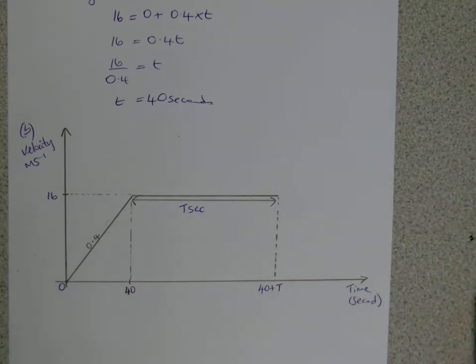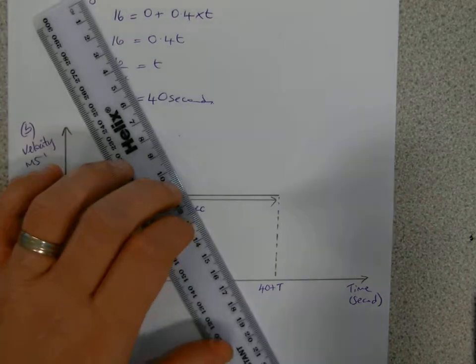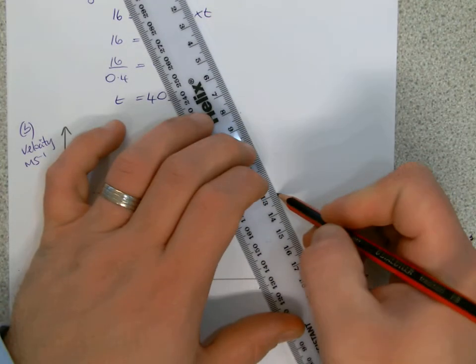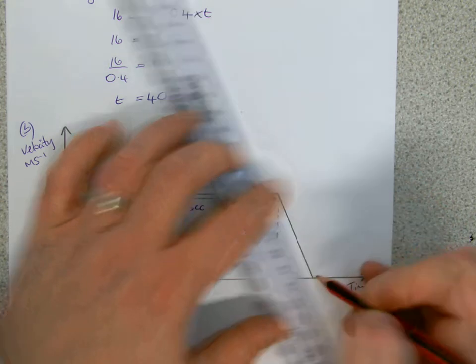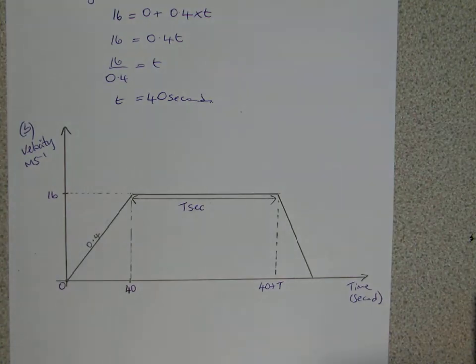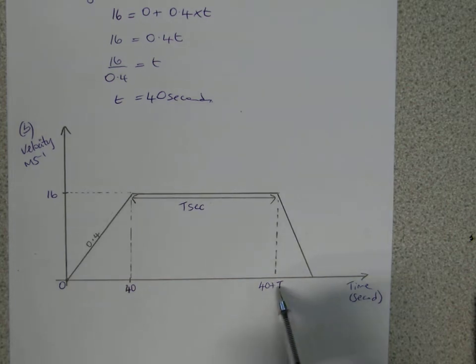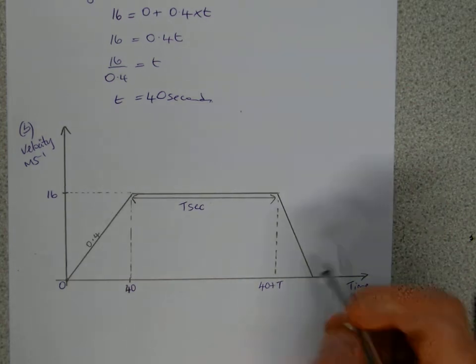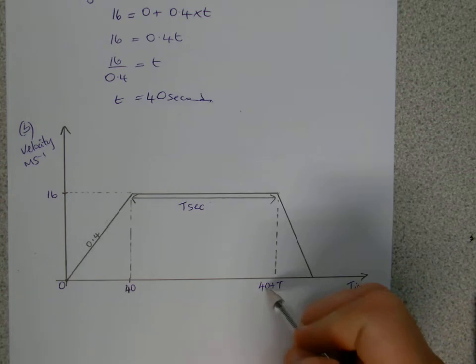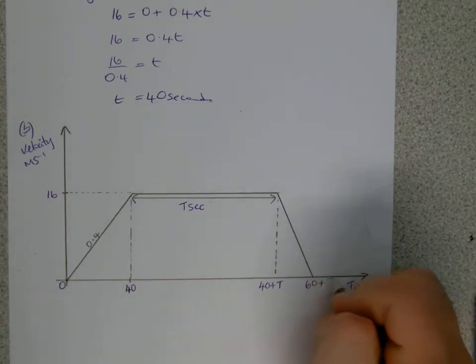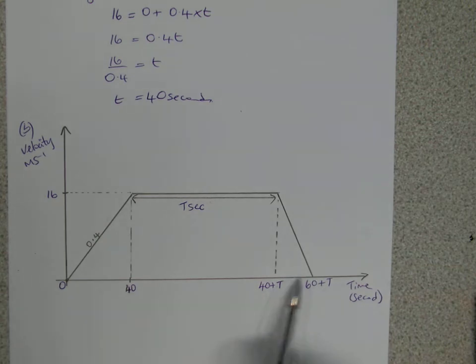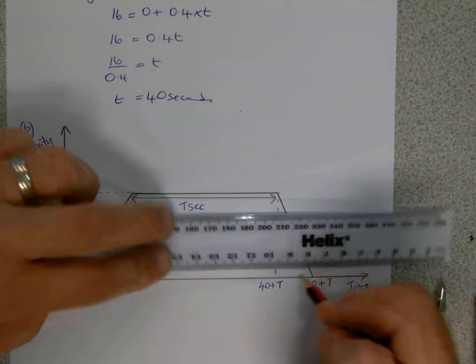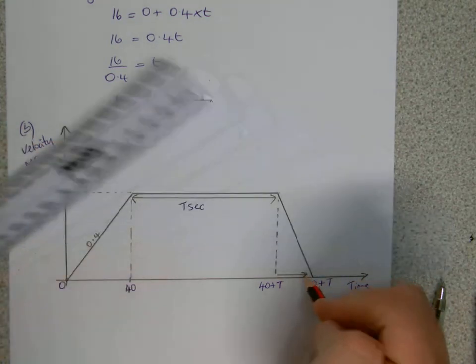It then says it decelerates uniformly to rest in 20 seconds. So we're going to have this going down to speed 0, and that takes 20 seconds. So it goes from 16 to 0 in 20 seconds. If I've got 40 plus t here, and another 20 seconds, then adding 20 on to 40 you get 60. So 60 plus the t. That should be clear in terms of our scale, because this gap here is 20 seconds.